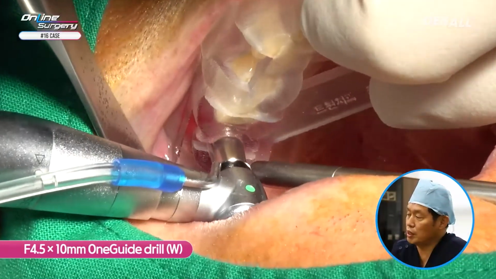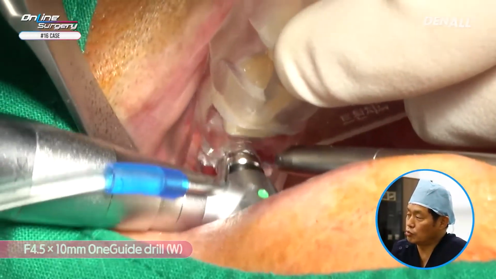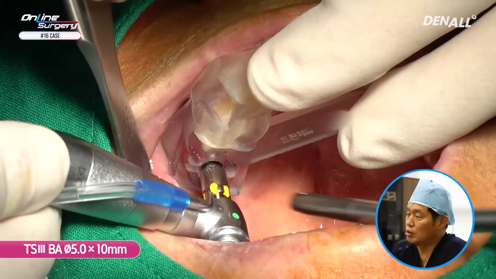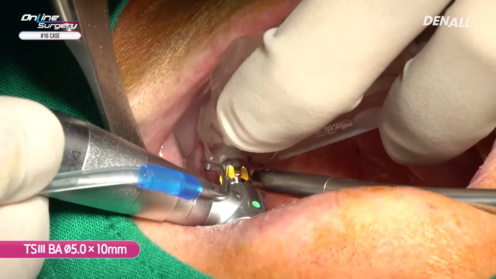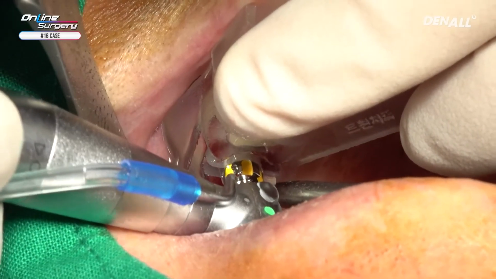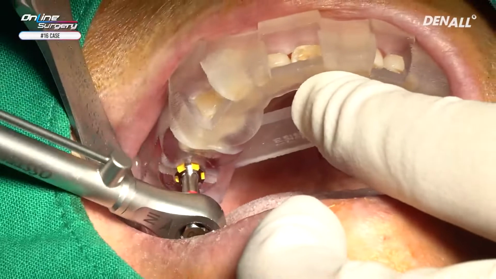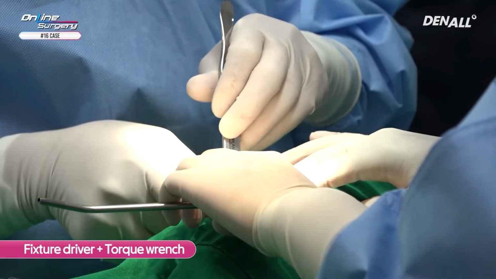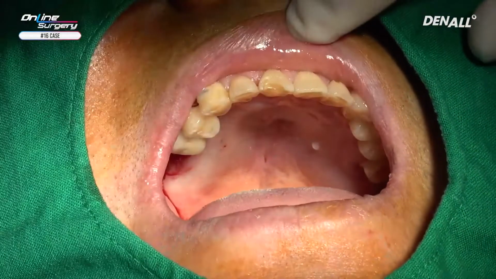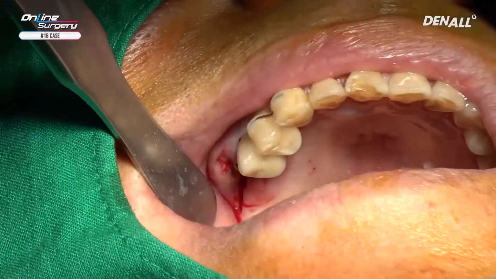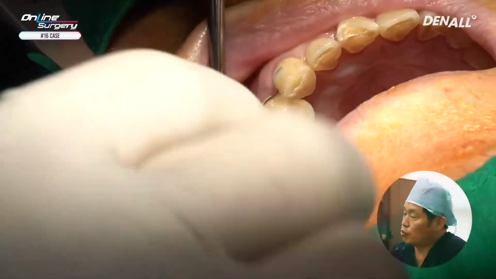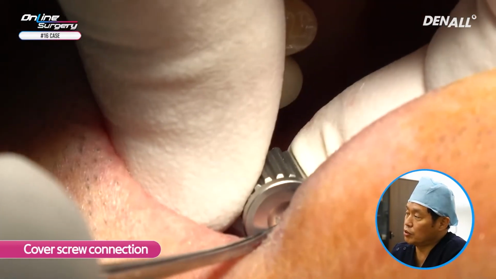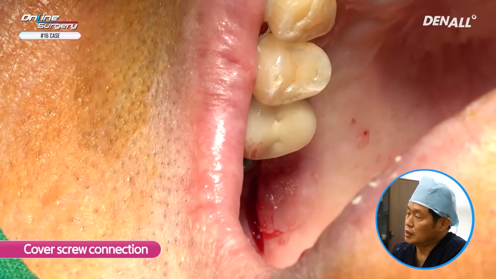4.5 by 10 millimeter drilling is done. Bone quality is not very good. TS3 5.0 by 10 millimeter is going to be done, and the final drill is going to be done up to 4.5. Fixture installation is going to be done. Bone quality was not very good. Cover screw is connected. As mentioned earlier, there is the bone defect on the palatal side.